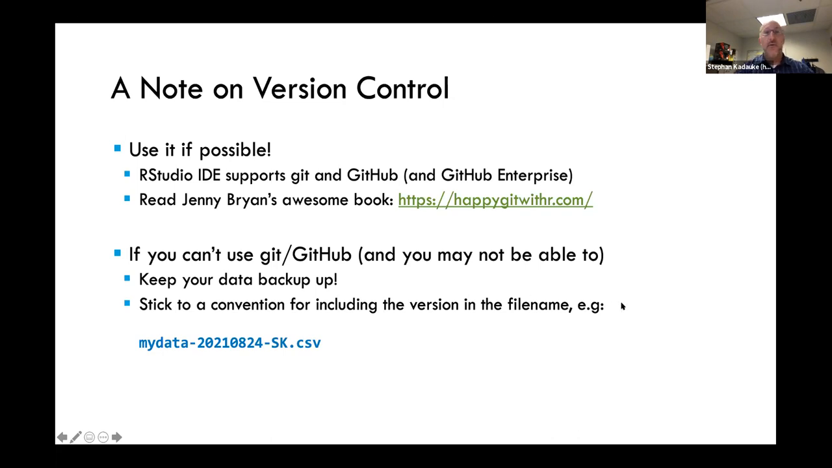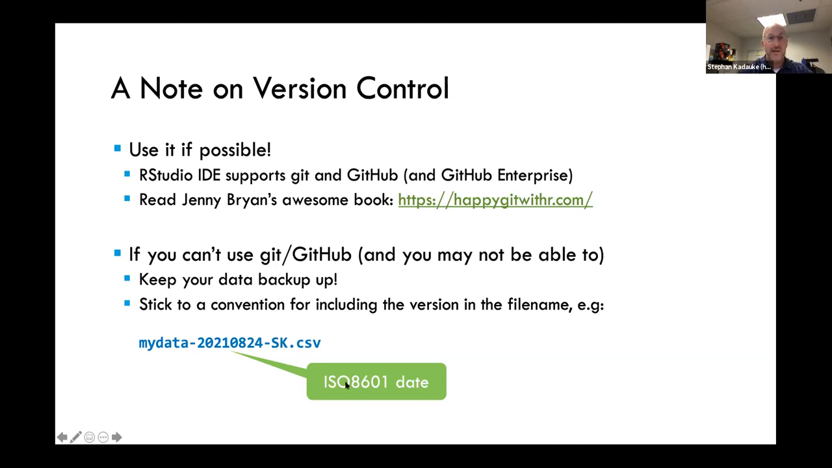If you do not opt to go with GitHub for your project, make sure that still doesn't get you out of not backing up your data. You definitely want to use something like Dropbox or OneDrive or whatever your organization supports for disaster recovery. And then the other thing that I really recommend is to stick to a convention for including the version in the file name, because you're going to have to do manual versioning of your data.